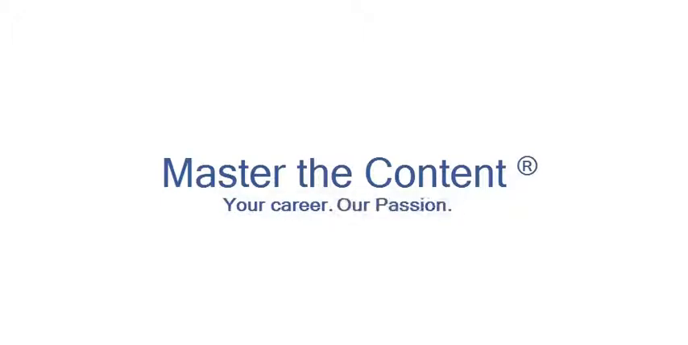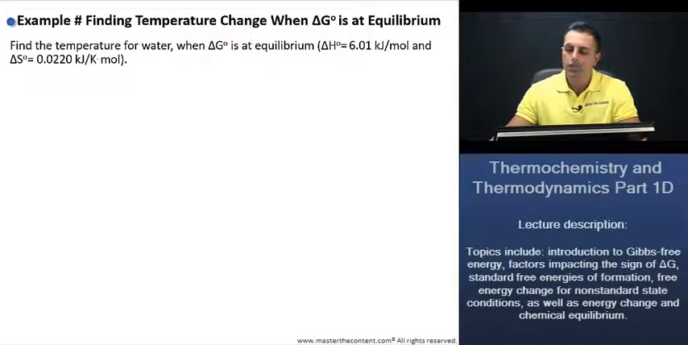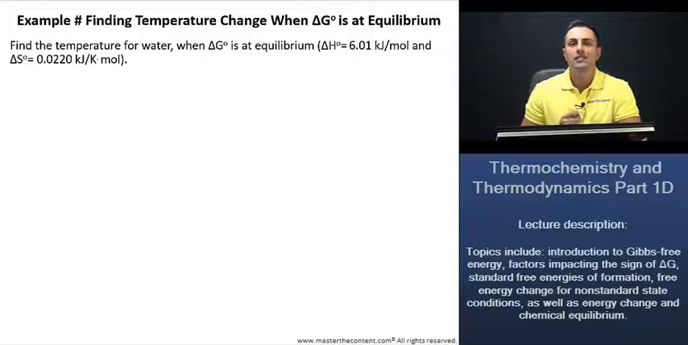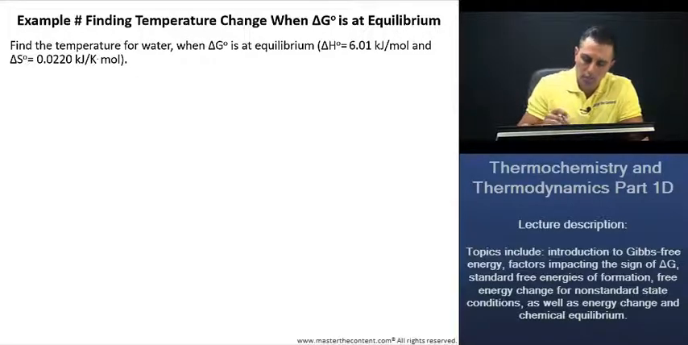Example: finding temperature change when the standard free energy is at equilibrium. Find the temperature change for water when the standard free energy change is at equilibrium and the standard enthalpy is given to us at 6.01 kilojoules per mole and the standard entropy change is given to us as 0.0220 kilojoules per Kelvin mole. Wonderful. Now, let's begin here by writing down our standard free energy change equation.